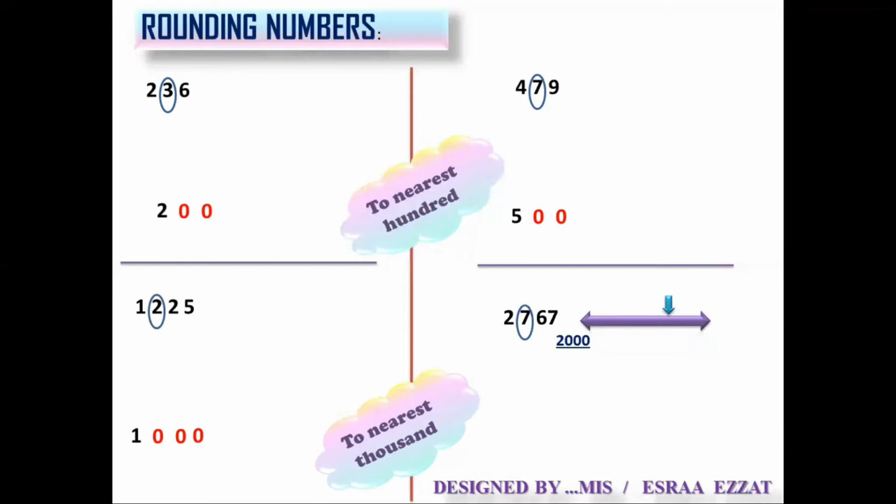But to round 2,767 to the nearest thousand directly without drawing the number line, we look at the hundreds digit, which is 7 here, and because 7 is more than 5, we will increase the thousand digit by 1 to be 3 instead of 2. Okay? And we will replace the hundreds, tens and ones digits with zeros, as you can see right here. So 2,767 rounds up to 3,000.